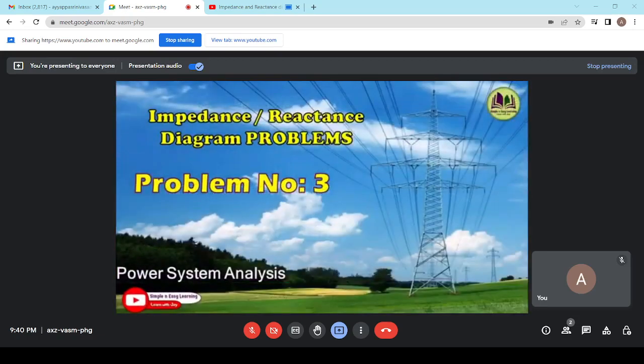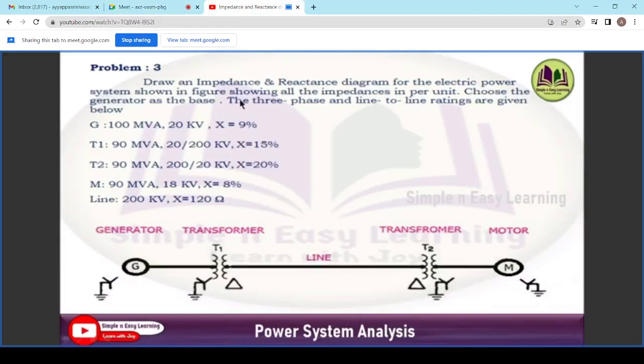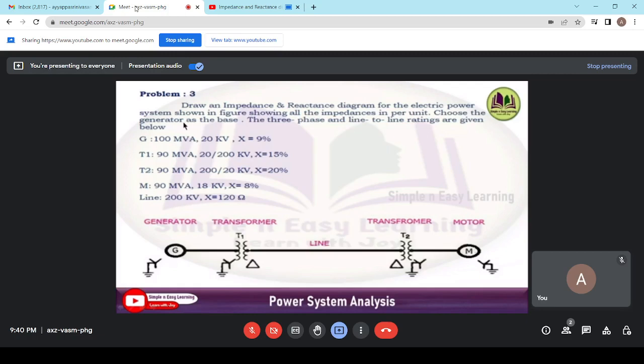In this video, we are going to solve problem number 3 in impedance reactance diagram. The given problem: draw an impedance and reactance diagram for the power system shown in the figure, showing all the impedances in per unit. Choose the generator as base. The three-phase line-to-line ratings are given here.